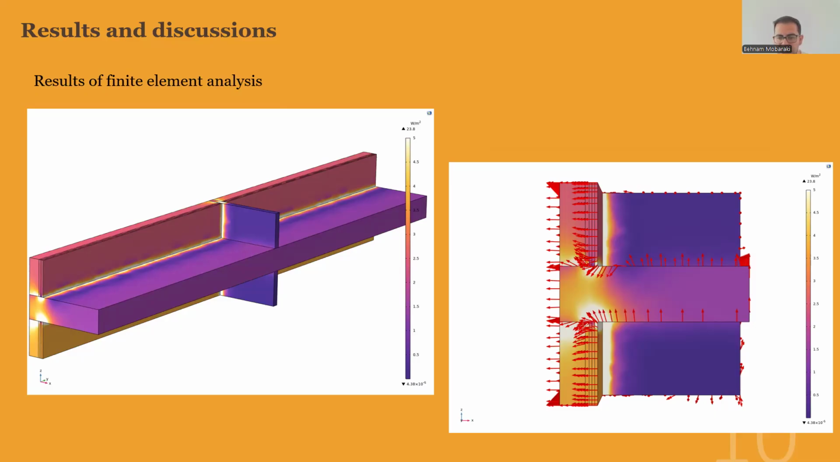On the right side, the finite element simulation shows a thermal breach where heat flow concentrates at the wall-slab junction.